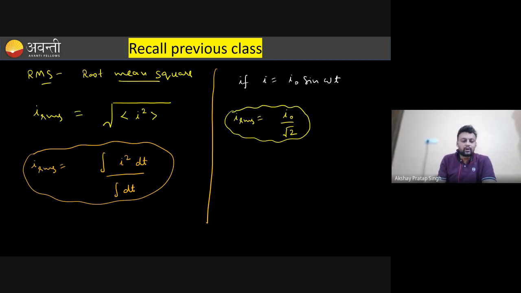Now, the second important thing that I told you in the previous class: whenever you are given a power supply voltage mentioned as 220 volt, like the supply in your houses, that 220 volt is always the RMS value. The punchline was: AC meters, meaning voltmeters and ammeters designed for alternating currents, give RMS value.